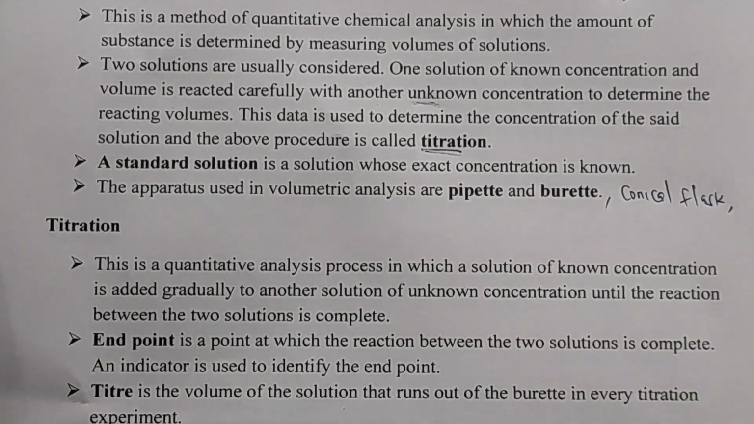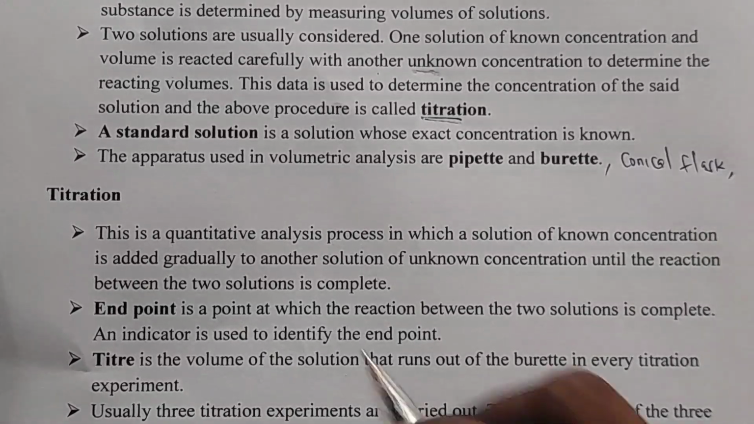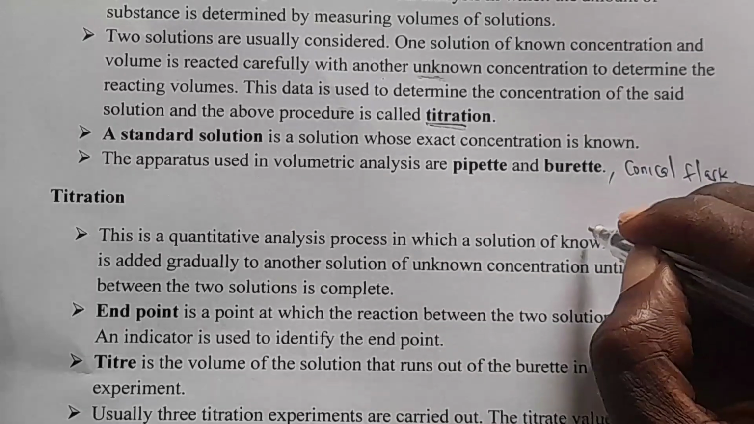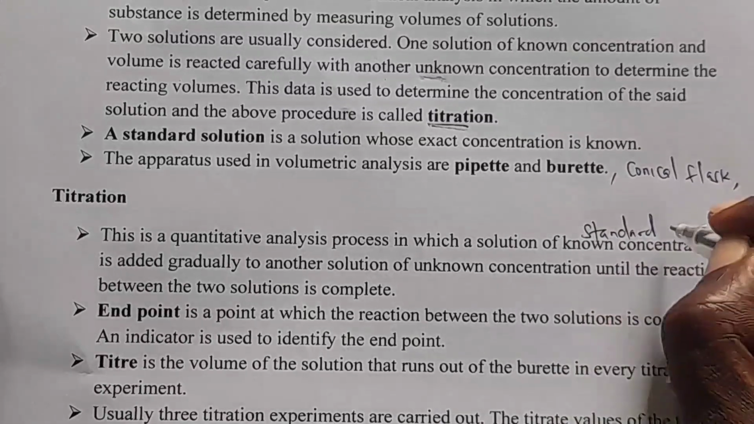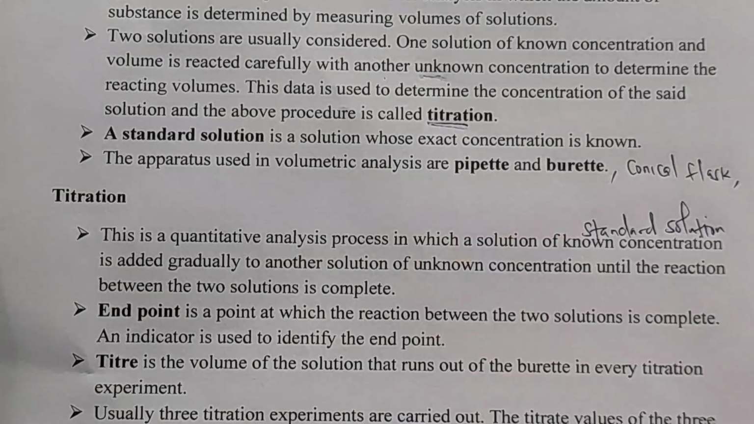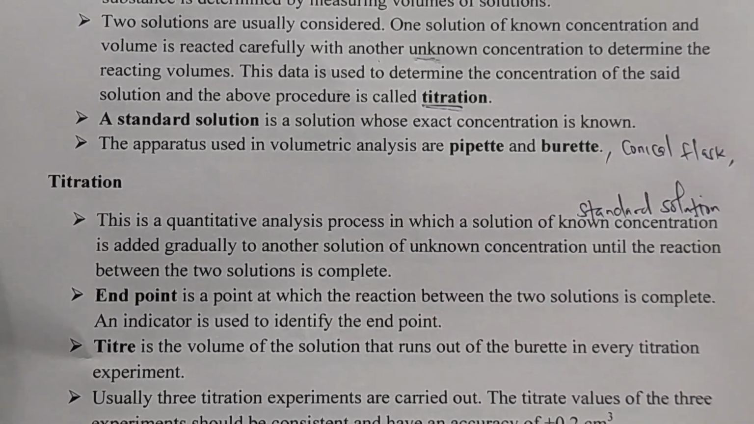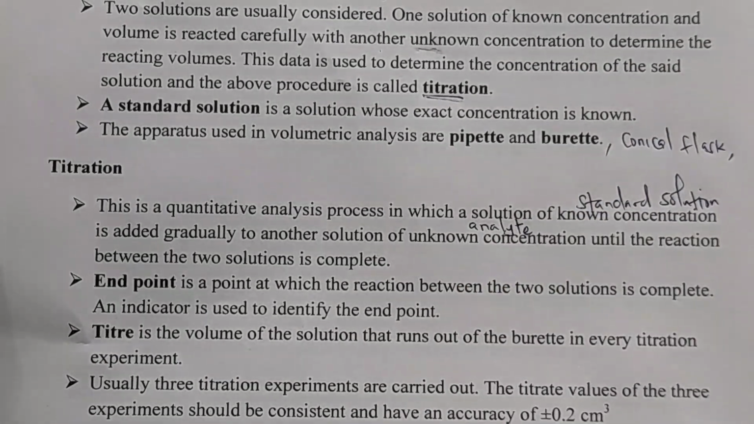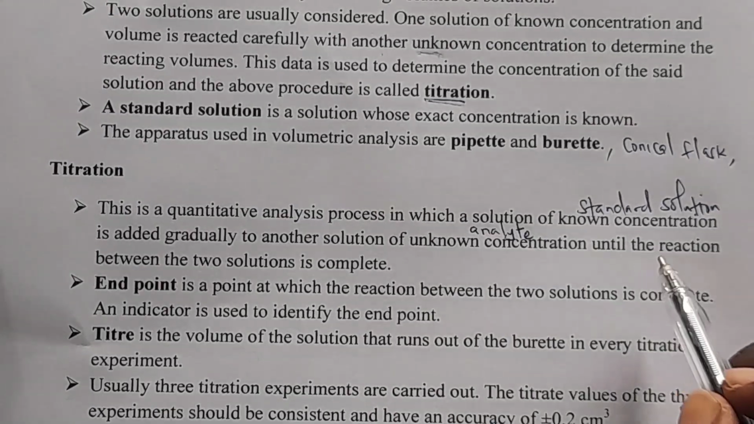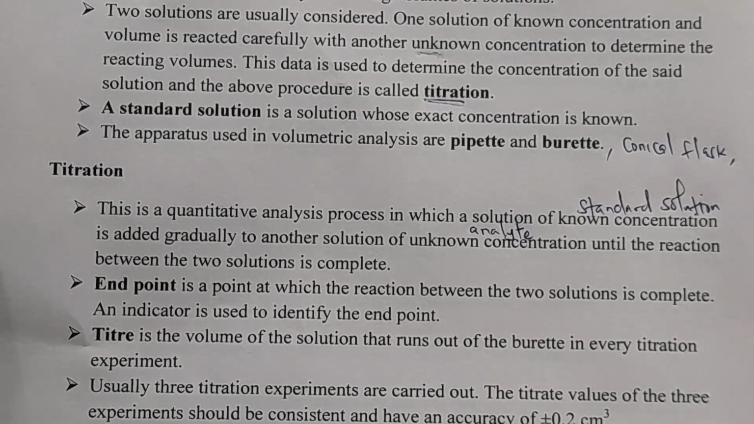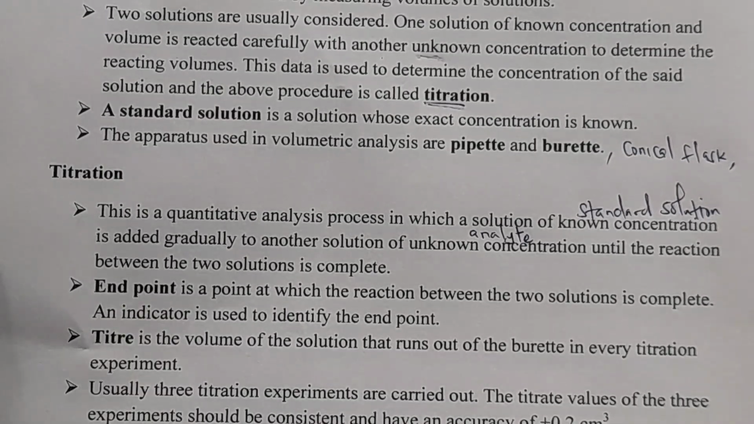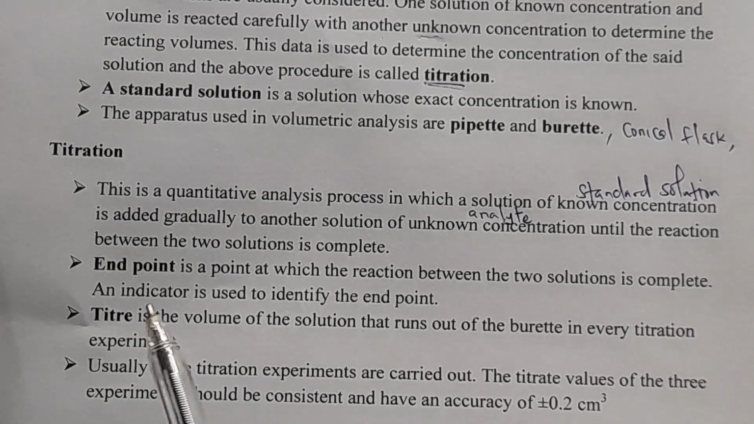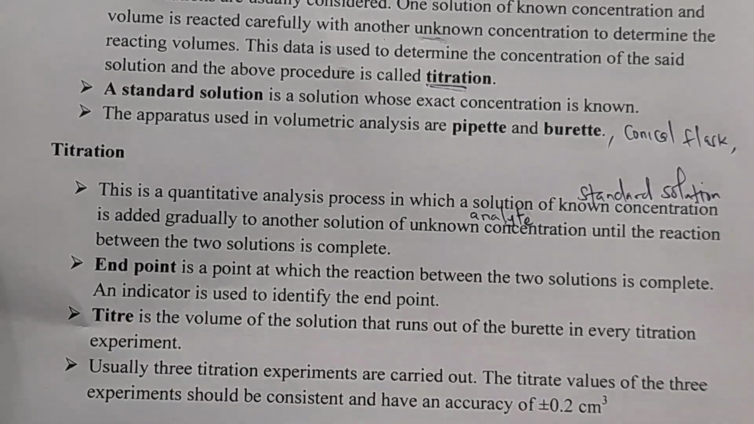Titration is a quantitative analysis process in which a solution of known concentration, that is the standard solution, is added gradually to another solution of unknown concentration, that is the analyte, because we said the analyte is a solution whose concentration is unknown, until the reaction between the two solutions is complete. So we have the endpoint. The endpoint is the point at which the reaction between the two solutions is complete, and an indicator is used to identify the endpoint.